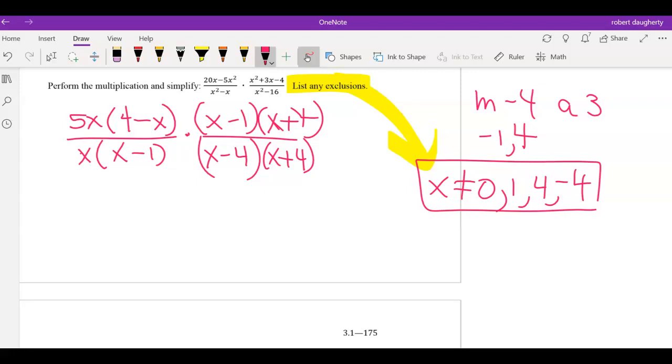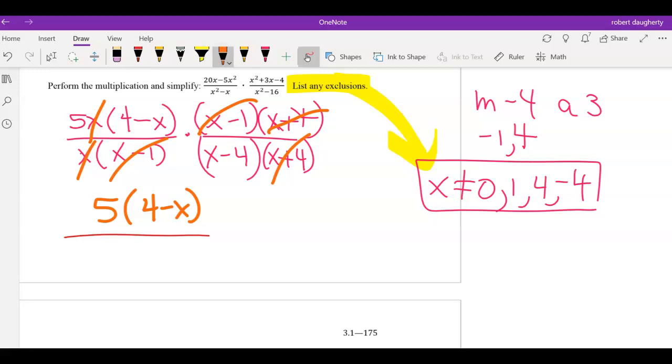And now I look at simplification. I look at x minus 1 divided by x minus 1. I look at x over x, okay? And so that leaves me with 5 times 4 minus x. And then I also have what? There was an x plus 4 over x plus 4. So I got 5 times 4 minus x over x minus 4.